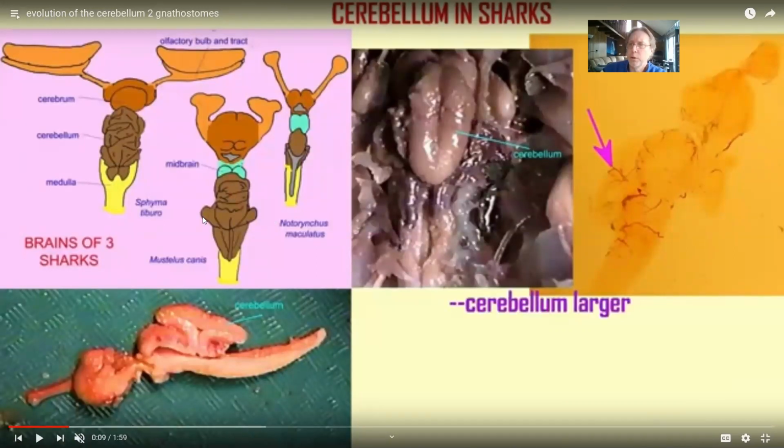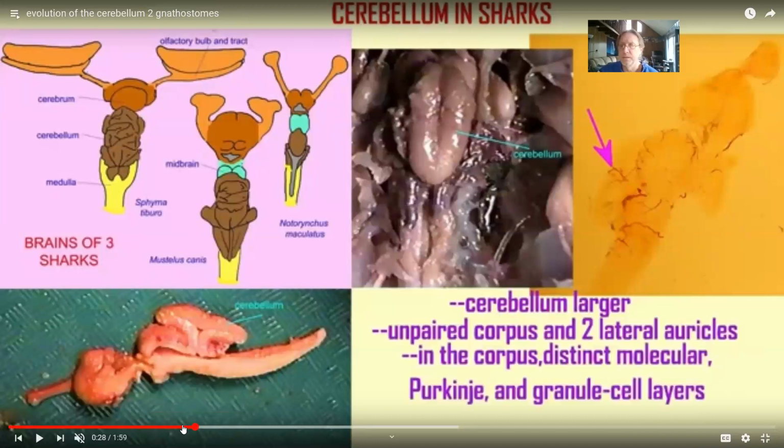When we get to the jawed vertebrates, and sharks are good ones to start with, one of the difficult things is we don't have the very first jawed vertebrate to study. We have modern sharks, but modern sharks vary, and they vary a lot. Look at how different the cerebellum is. In some sharks, it's small and smooth. In other sharks, it's large and highly folded. So you have to be careful if you're picking a model organism to compare with, there's variation.